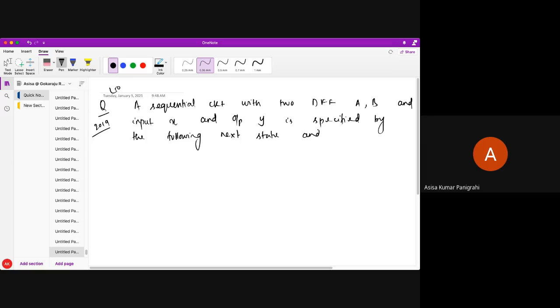Okay, next step, and the output equation. The next state equations are A(t+1) = AX + BX, and B(t+1) = A'X, and the output equation Y = (A + B)X'.